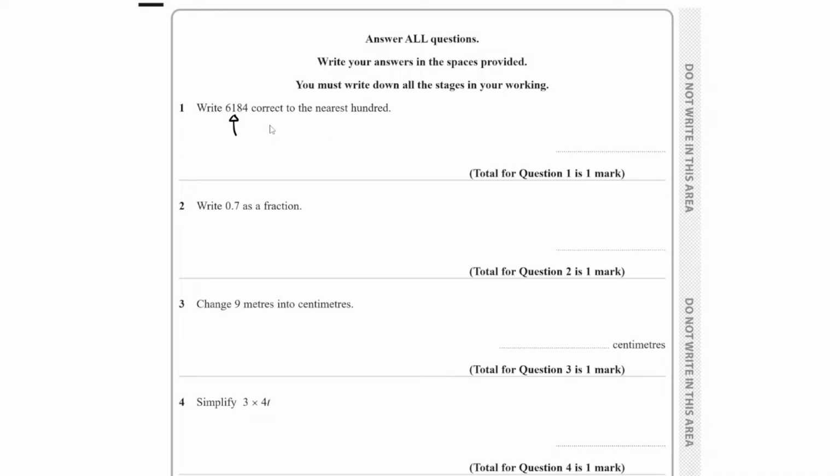So rounding to the nearest 100, I'm going to look at the digit next to it, which is an 8, and that will tell me whether I need to round up or round down. Because it's 5 or above, 8 is bigger than 5, it means I need to round up. So that would round up to 6,200. It's closer to 6,200 than it is 6,100.